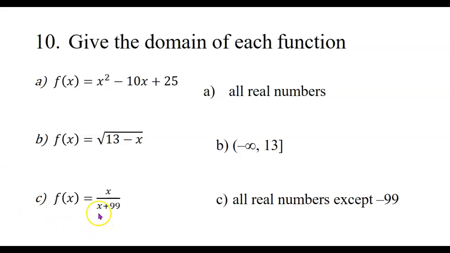And when would that happen? When x is negative 99. So that's the only thing we cannot plug in for x. The only x for which this function is undefined is negative 99. So the domain, which is what x can be, consists of all real numbers except negative 99.